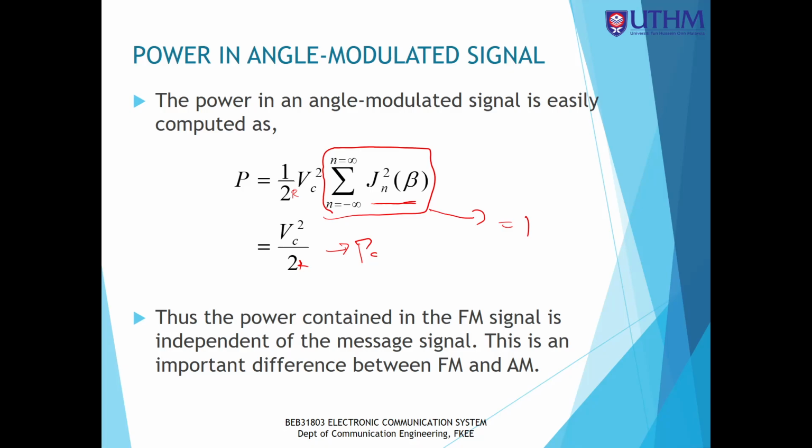Okay, it will be equal to the carrier power. So thus the power contained in the FM signal is independent of the message signal. This is an important difference between FM and AM. We're going to see about this later, in the example.